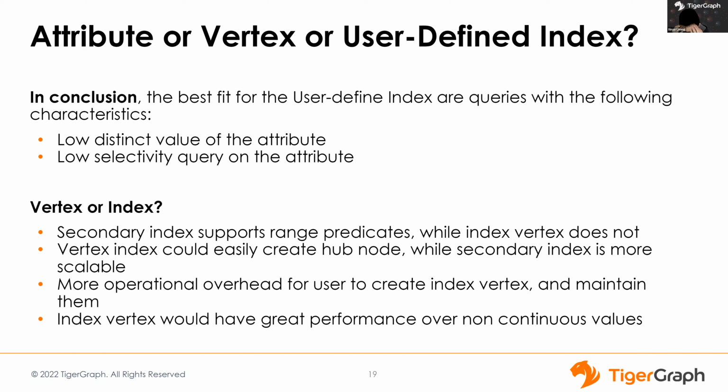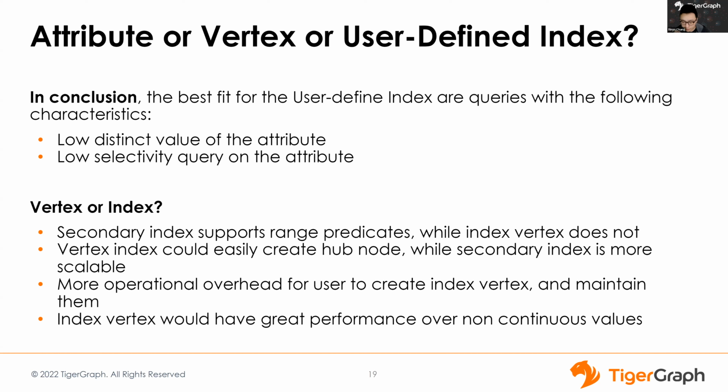Now the question is, we know the way of defining a vertex as an index. Also, we know we can build the secondary index over the attribute, right? Then how do we make the decision? There are 4 points to that, right? First, secondary index supports range predicates, while index vertex doesn't. So if we want to filter by some continuous values, right, then secondary index works better, especially float values. You cannot just define a float value as your vertex ID, but secondary index works pretty well on that. That's the first thing to think about.